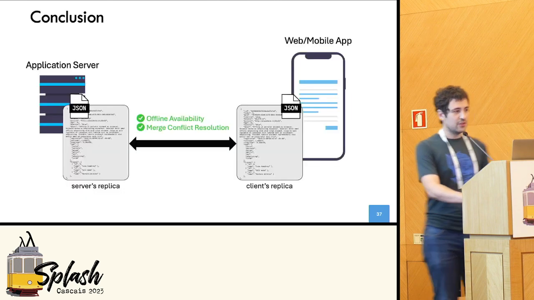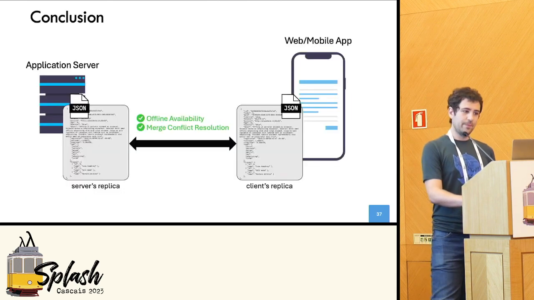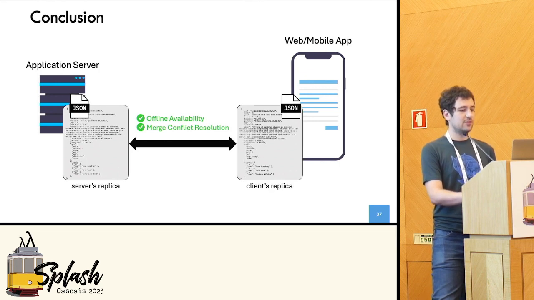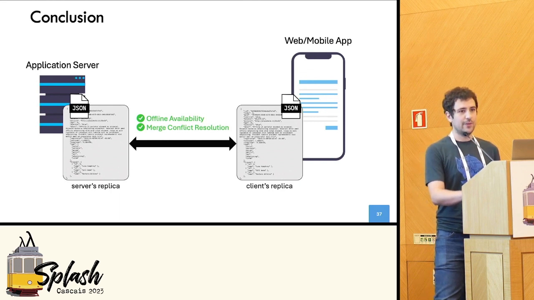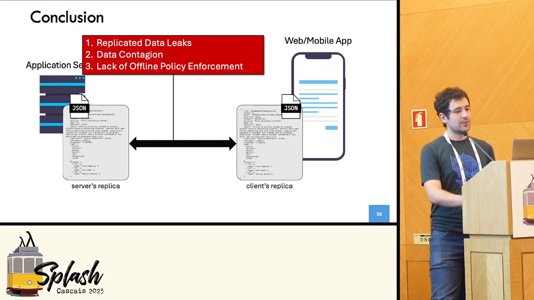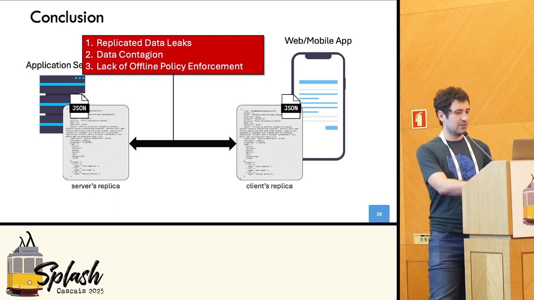So on this note, I will conclude by restating the problem. At the start of the presentation, I explained that with state-of-the-art replicated data types, it is possible to share JSON documents between a client and server. And these have desirable properties, for me most importantly offline availability and automatic merge conflict resolution. But as soon as developers want to impose access control on the data, they run into replicated data leaks, data contagion, and the lack of offline policy enforcement.